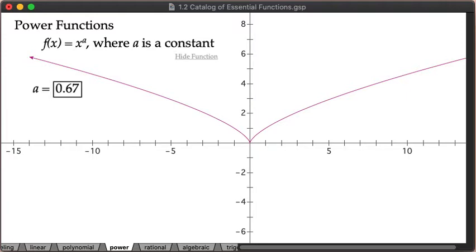Let me see if I can. x to the 2/3 power. Ugh. Okay. So what does x to the 2/3 power mean? Do you remember?